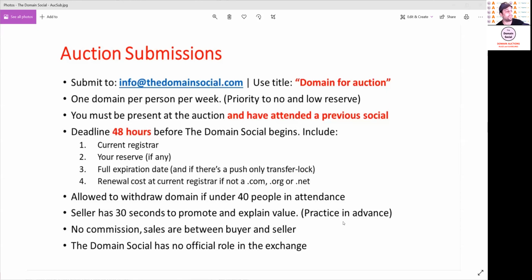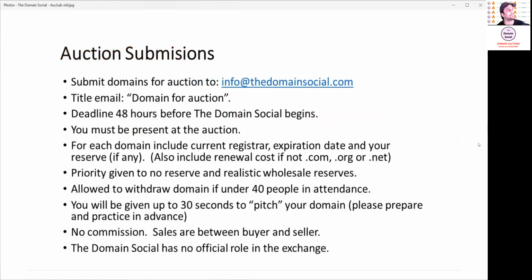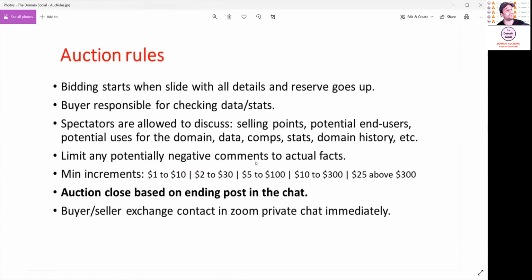So the domain social has no official role in the exchange. Oops, that's the old one. I'm sorry. Auction rules. So once the auction starts, everyone's domain will go up one by one.